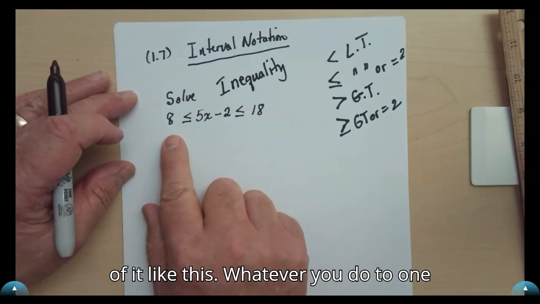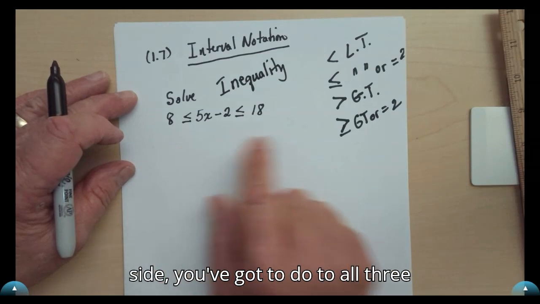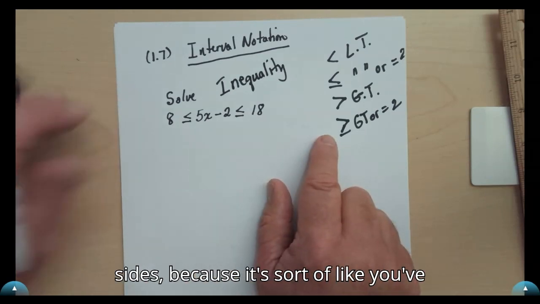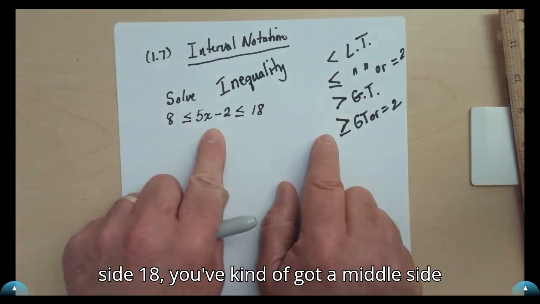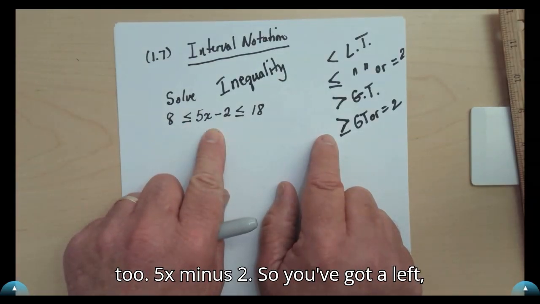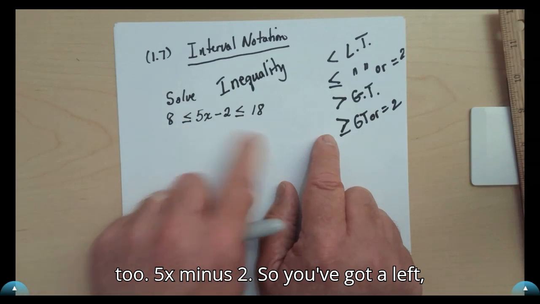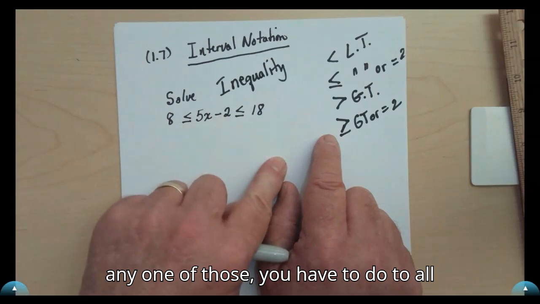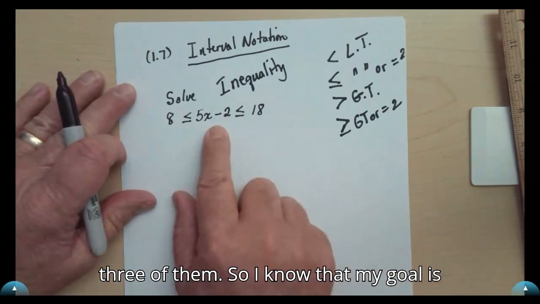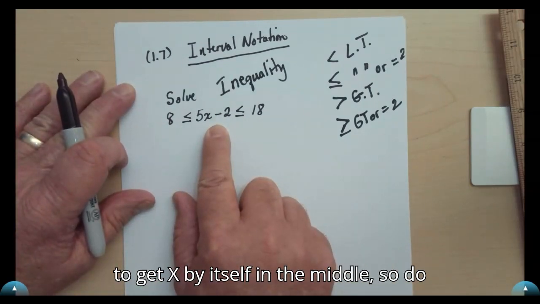Think of it like this. Whatever you do to one side, you have to do to all three sides, because it's like you've got a left side 8, a right side 18, and a middle side too, 5x minus 2. So you have a left, middle, and right, and whatever you do to any one of those, you have to do to all three of them. I know my goal is to get x by itself in the middle.